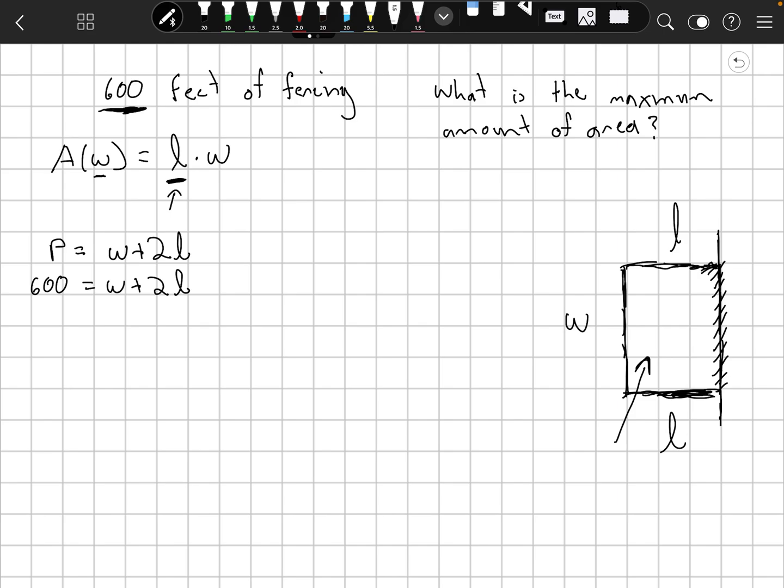So let's subtract W from both sides. We get 600 minus W equals 2 lengths. Then divide both sides by 2. So length equals 300 minus 0.5 W. Okay, now we're going to come back up here to the area, and we're going to write area equals, instead of length, now we're going to put that 300 minus 0.5 W.